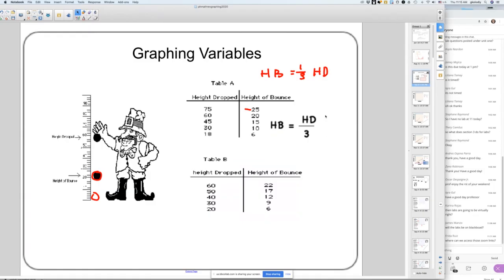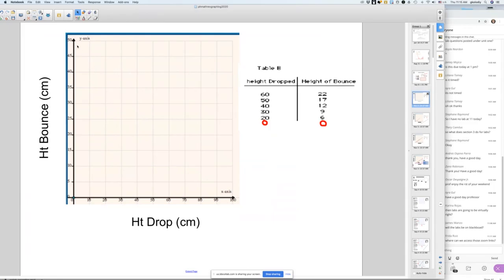But what if the data were different? For example, let's say we had this data. This would be more realistic data where you look at it and you say, I can't figure out what the connection is by just looking at these numbers. So this is what happens when you make a graph. In order to make a graph, first of all, you need graph paper. First thing you do on the graph, you label the axes. What are you graphing on the x-axis? What are you graphing on the y-axis? In this case, we're going to have height of bounce over here and height of drop here.